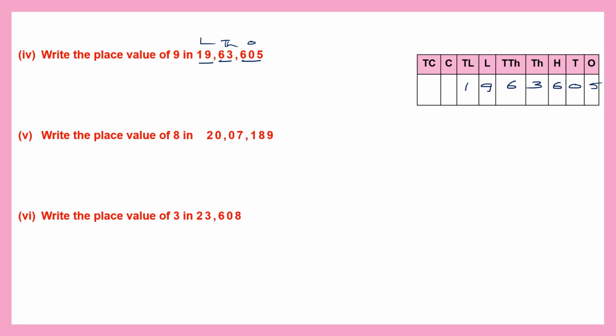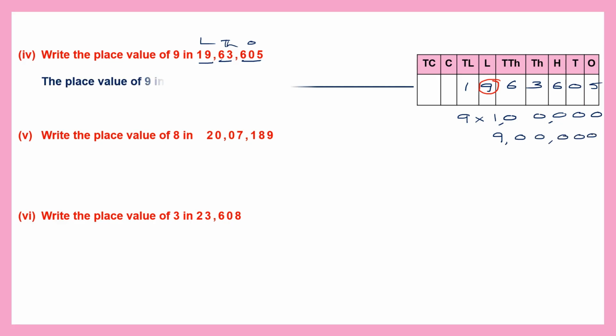Now we have to find the place value of 9. So that is in the lakhs place. As you can see, 9 is in the lakhs place. So 9 into 1 lakh. So 1 followed by 1, 2, 3, 4, 5 zeros. So that is 1 lakh. So 9 into 1 lakh is 9 lakh. So our answer, the place value of 9 in this number is 9 lakh.